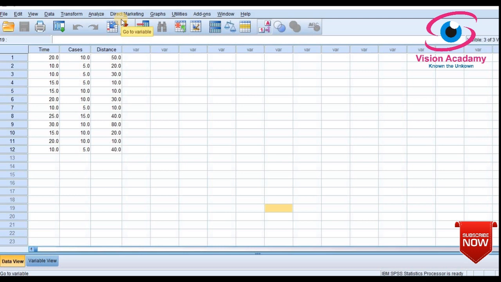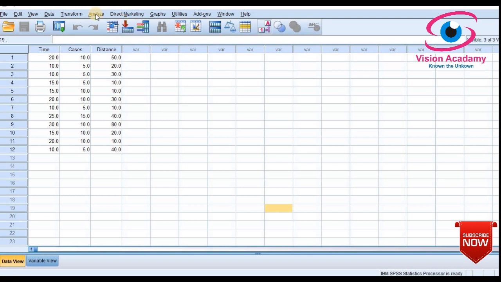Nowadays most of the research scholars use regression analysis in their research papers. That indicates the importance of linear regression in statistics. So today we will learn about linear regression in SPSS.